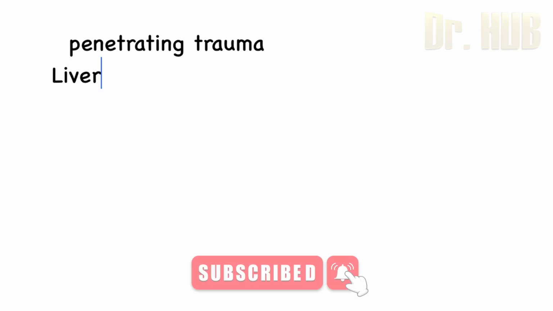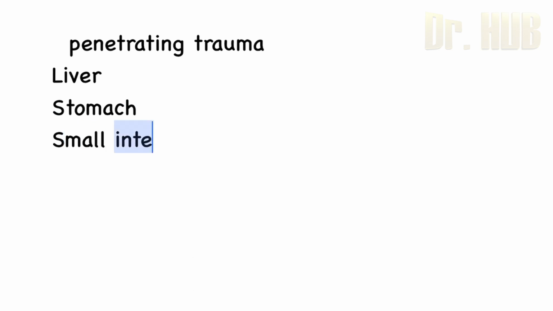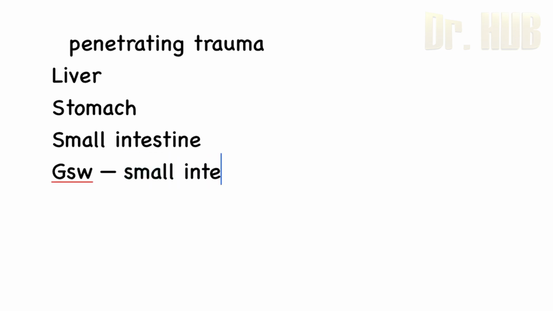Let's look at what is known as a penetrating trauma. The most commonly injured organ involves the liver, the stomach and the small intestine. So the most commonly injured organ will be the liver, followed by the stomach, and then we have the small intestine. But in case of a GSW, the most commonly injured organ is going to be the small intestine.